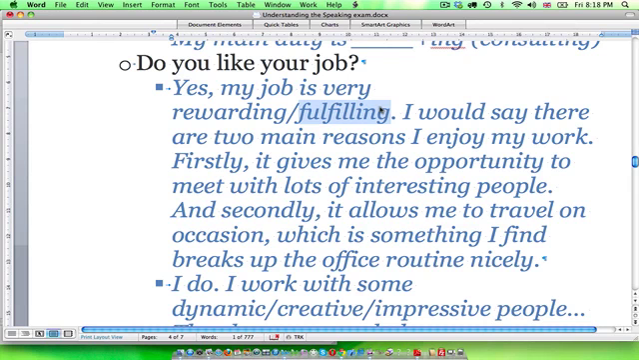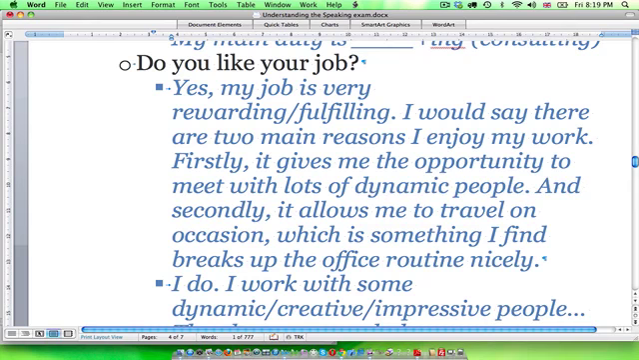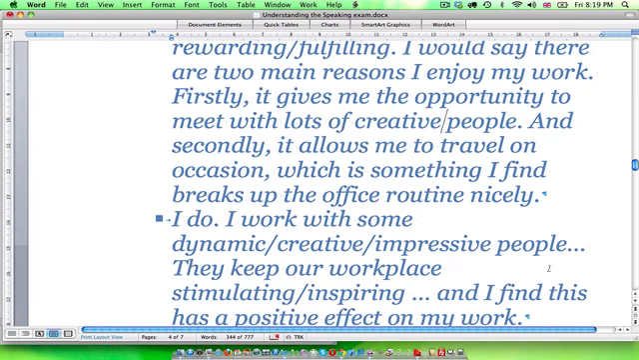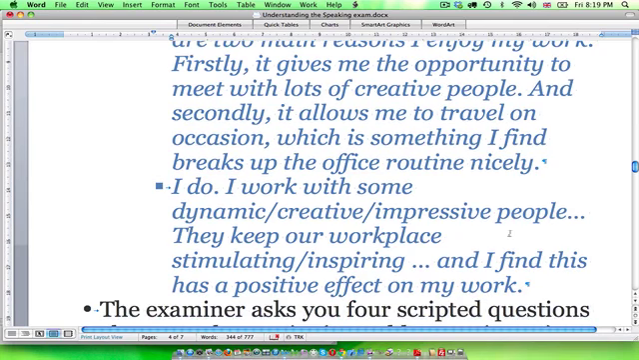Firstly, it gives me the opportunity to meet with lots of interesting people. Interesting, you could substitute that for dynamic, you could substitute that for creative, you could substitute that for many words. And secondly, it allows me to travel on occasion, which is something I find breaks up the office routine nicely. And then you might elaborate on from that. Or do you like your job? I do. I work with some impressive people in my department. They keep our workplace stimulating, inspiring, whatever. And I find this has a positive effect on my work.